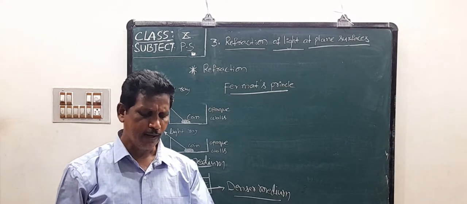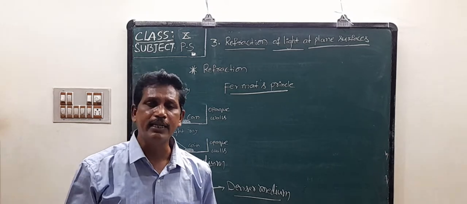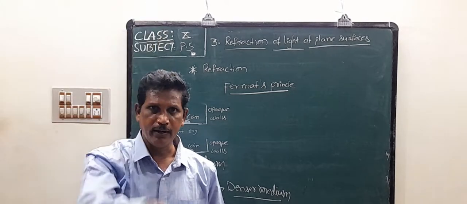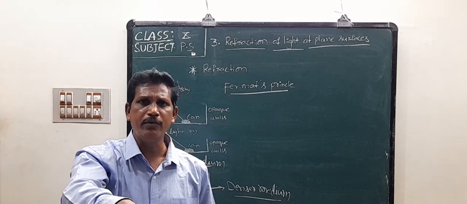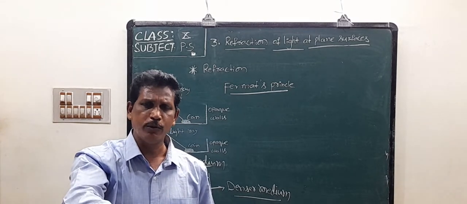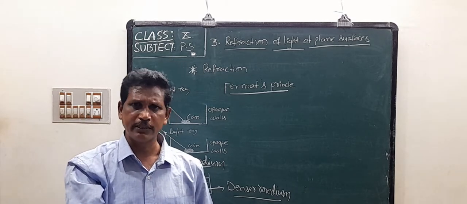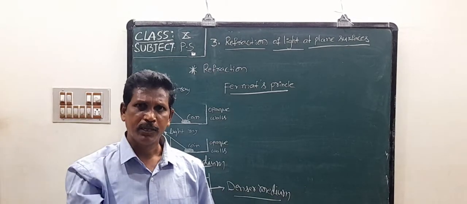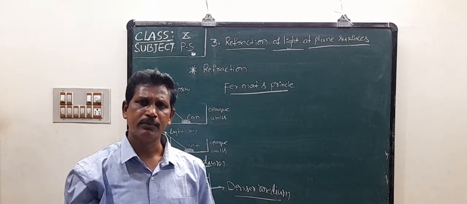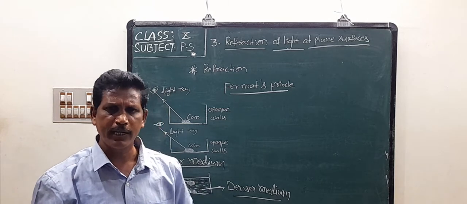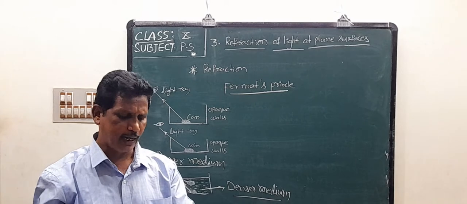The bending property of light ray, bending of light ray, except when it is incident normally. When a light ray is incident normally, it does not deviate or bend. When it is incident on any denser surface at some angle less than 90 degrees or more than 90 degrees, it bends. The bending property of light ray is called refraction.